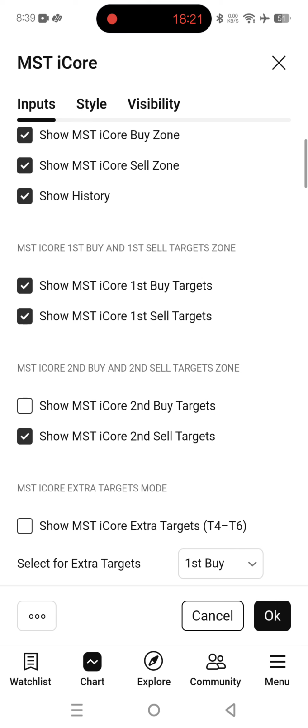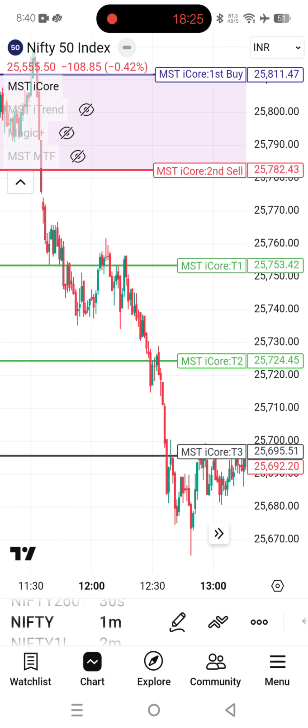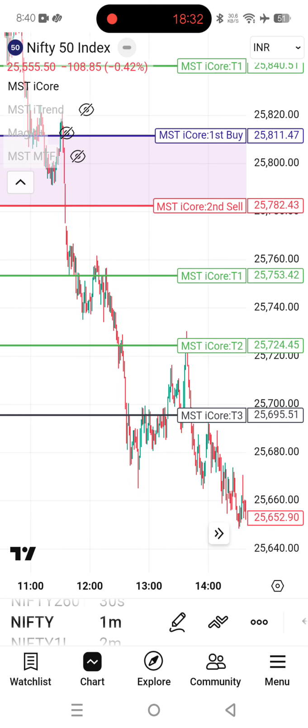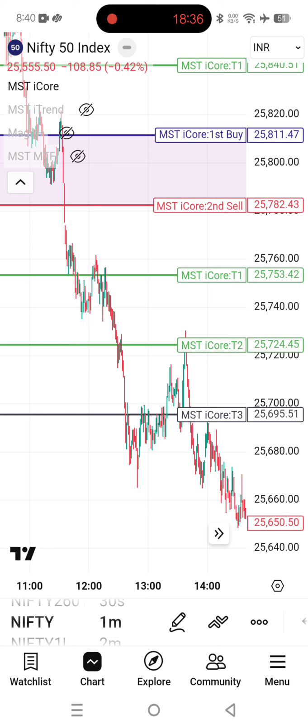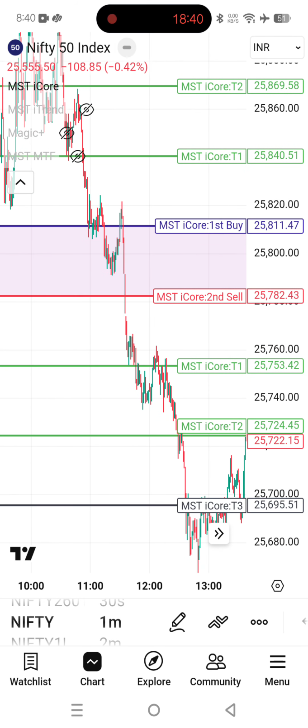Once buy is activated, we will be waiting for the buy targets. If SL hit, we will be going for the second sell. Similarly, if sell is activated, we will be waiting for the sell targets. If SL hit, we will be reversing the trade to the second buy. That's very simple. Buy side SL hit, we are getting the targets in the second sell. If sell side SL hit, we will be getting the targets in the second buy.